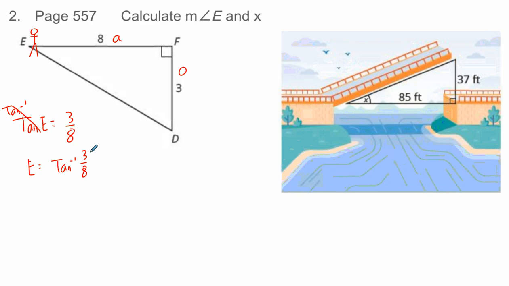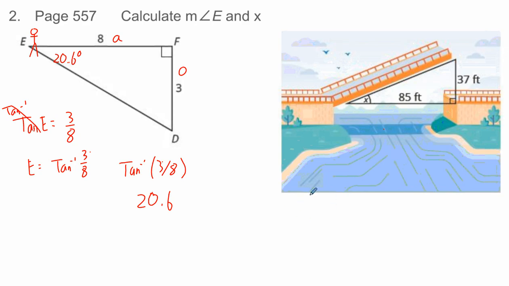And if I look at my calculator, I can see tan, and then I hit the second button, and I see this, tangent, -1 parenthesis. I just put in 3 over 8, and I get 20.55, so I'll say 20.6. And that's going to be this, and that's going to be in degrees. Okay, so you pause the video and you guys try this one.